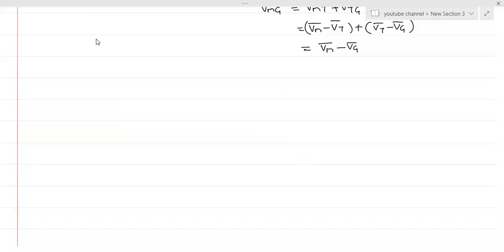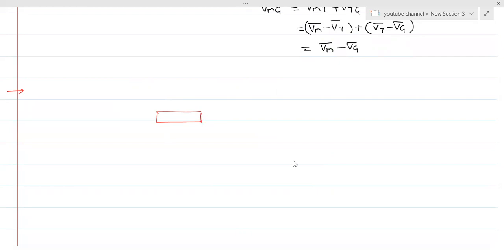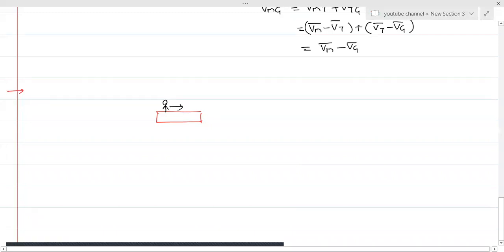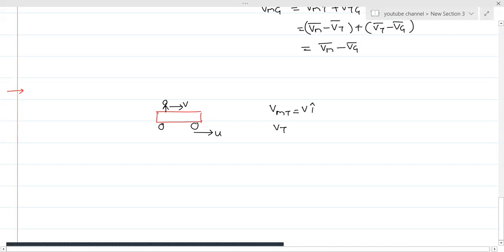So we are taking the next possibility. Suppose the person is moving with a speed v over the trolley, and the trolley is also moving with a speed u. So I'm taking the velocity of the man with respect to the trolley as v into i cap, and the velocity of the trolley with respect to the ground as u i cap. So if I need the velocity of the man with respect to ground, we will simply write (v plus u) into i cap.